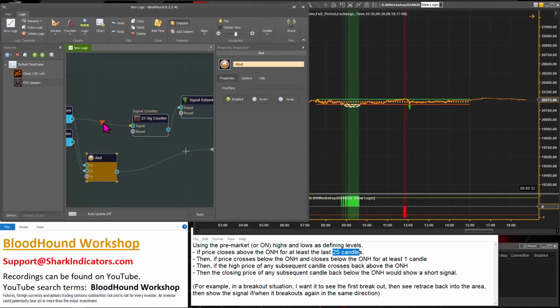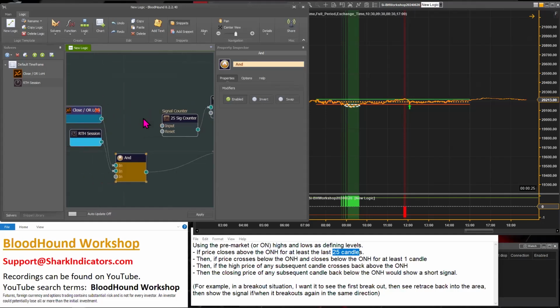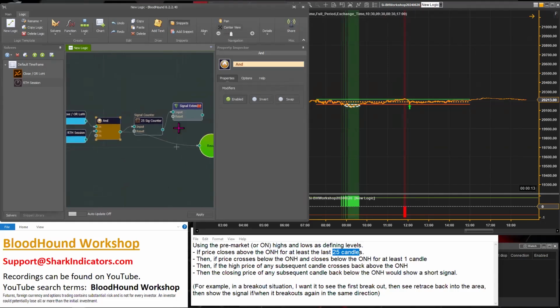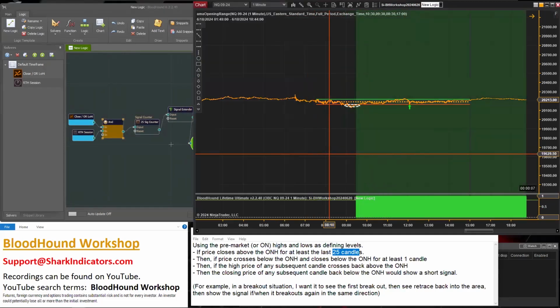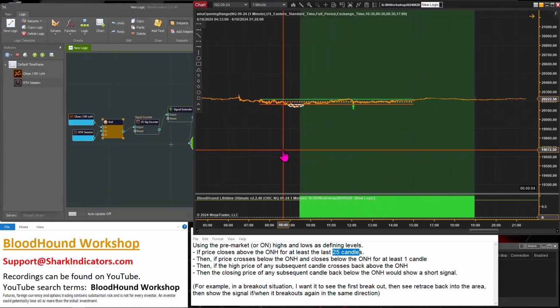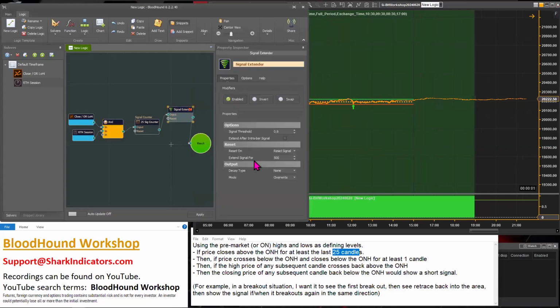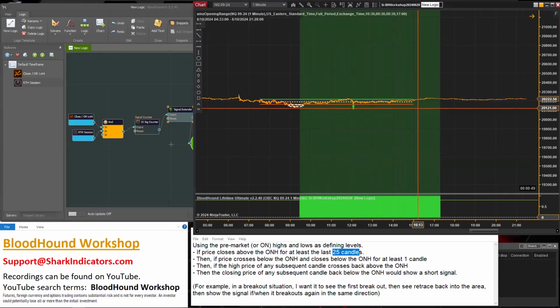Now I need to disconnect the comparison solver from the signal counter and then connect the AND node into the signal counter. There. Now if we look at the signal extender, there we go. It looks like 500 bars is probably a little excessive. We'll knock that down to 400 bars. Yeah, I'll keep it there.